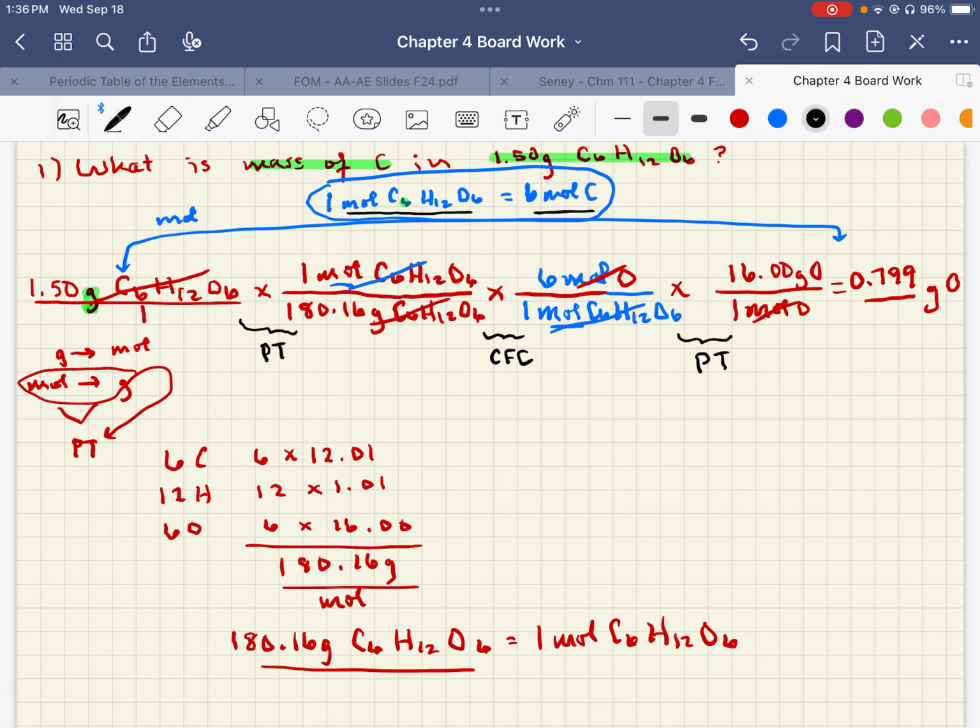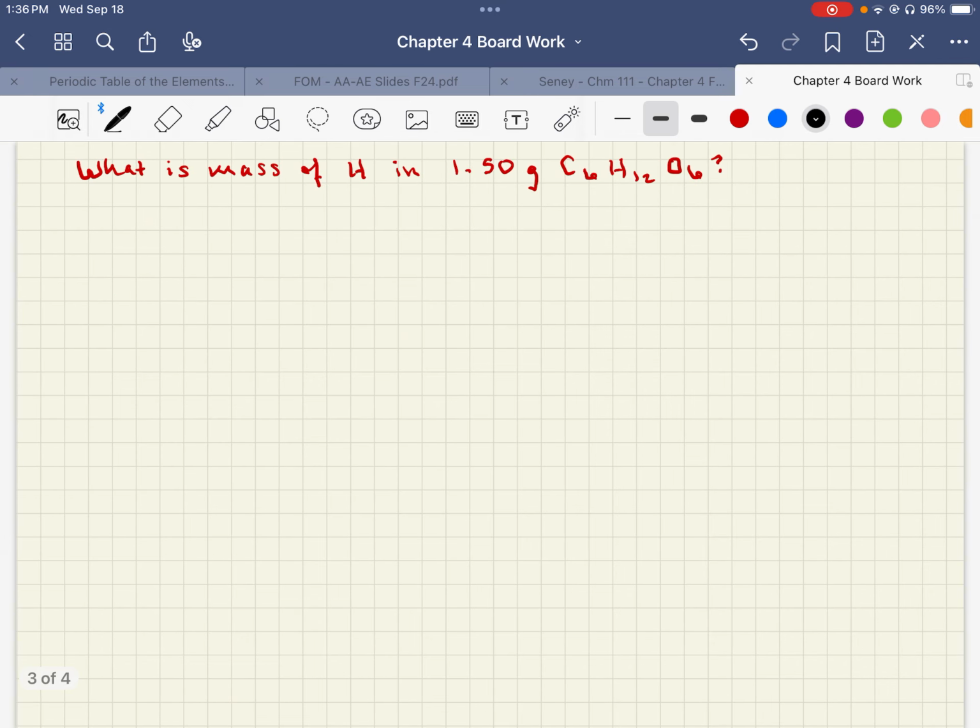So now what I want you to do is pause the video and go to the next problem. This will be problem number 2, and I want you to work this problem. So pause it, put pencil to paper, use your calculator, work that out. This is: what is the mass of hydrogen in 1.5 grams of C6H12O6 instead of the oxygen. So go through that, pause the video now, work that problem, and when you're finished, bring it back on and make sure you have the right answer.